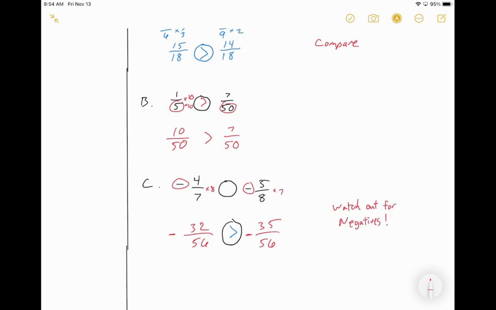Right? Watch out for those negative numbers. They're always kind of tricky. Okay, so that's a big part of the homework today.